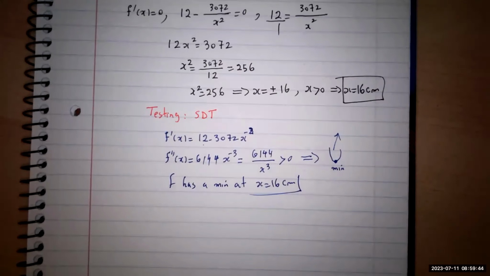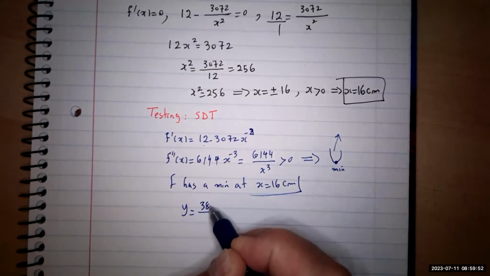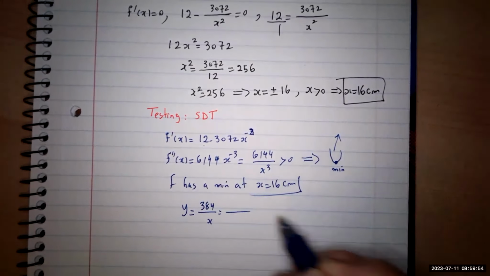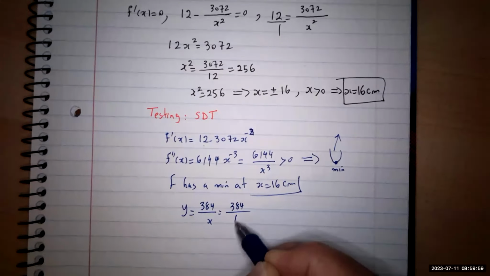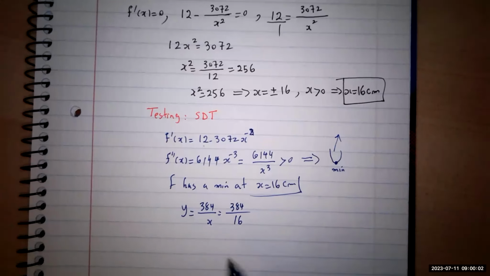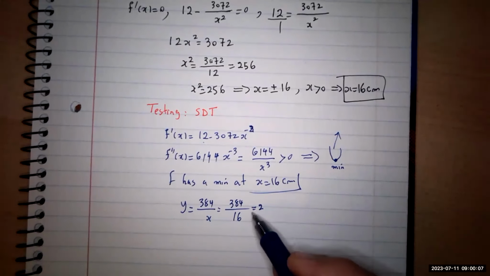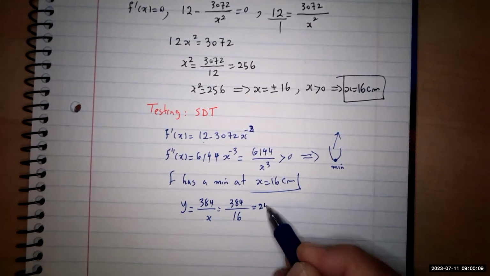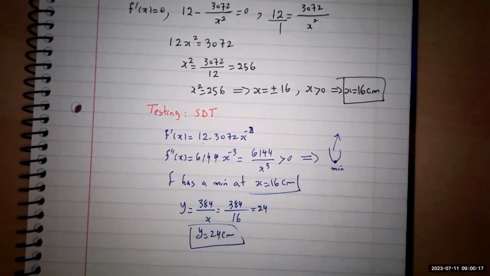Now we can go and find the y. Remember the y was 384 over x. Now you substitute, that's going to be 384 over 16. This is also divisible. 2 times 16 would be 32, 64, that gives you 4. So y would be 24 centimeters too. So x must be 16, y must be 24.